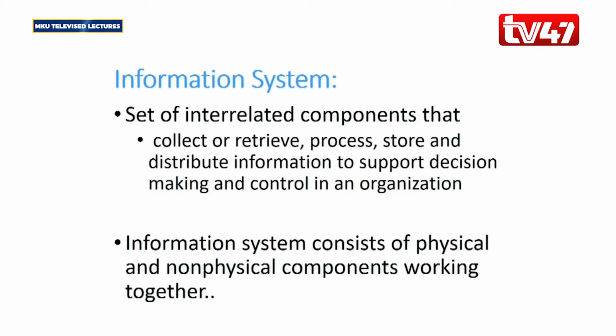And that's why we talk of an IS, or an information system, being basically a set of interrelated components working together. These components can be in the form of computer hardware, computer software, or even human beings, all of them working together to achieve a common organizational goal.